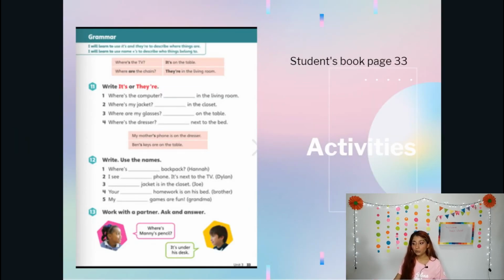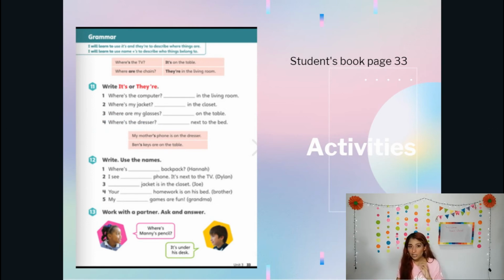Right now, we're going to do the activities on page 33. And these are the activities about the topics that we learned today. And we have, yes, where's the TV, a topic that we just learned. It's on the table. Where are the chairs? They're in the living room. Exercise 11. Write it's or their. 1. Where's the computer? Blank, in the living room. 2. Where's my jacket? Blank, in the closet. Number 3. Where are my glasses? Blank, on the table. Number 4. Where's the dresser? Blank, next to the bed.